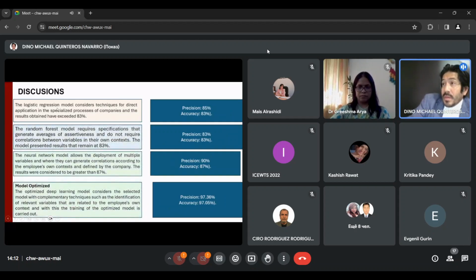The discussion. The logistic regression model considers techniques for direct application in the specialized process of the companies, and the results obtained have excess. The random forest model requires specification rather than a general average. It does not require correlations between variables in the context. The neural network model allows the deployment of multiple variables and where they generate correlations, in the context and definition by the company. The results were considered to be great.